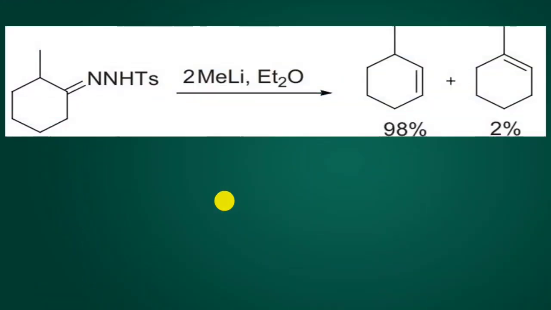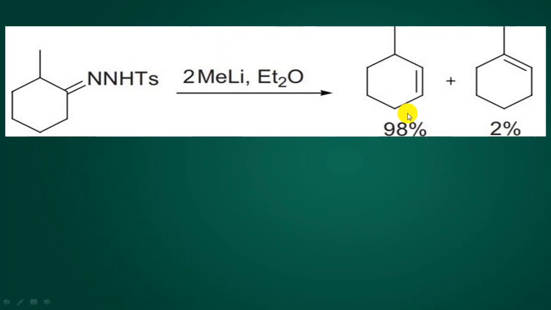So here is the example. You can see this is the tosyl hydrazone. This tosyl hydrazone formation takes place by reaction of ketone with tosyl hydrazine. Then two molecules of alkyl lithium, methyl lithium, are used, and it gives the product. This is the major product, 98% we got this product. This is the minor product. Basically this is the exact product of Shapiro reaction.